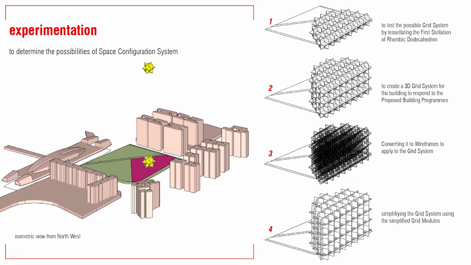As for the space configuration system that will be used to connect and plan the building programs, that will be explained later. I tried to tessellate the first stellation of the rhombic dodecahedron on the side, following the boundary on one plane. Then I created a 3D grid system by converting it to wireframes, and later I only used the red module that was previously explained.